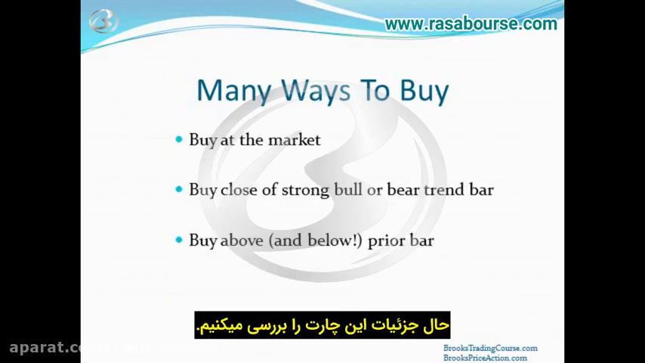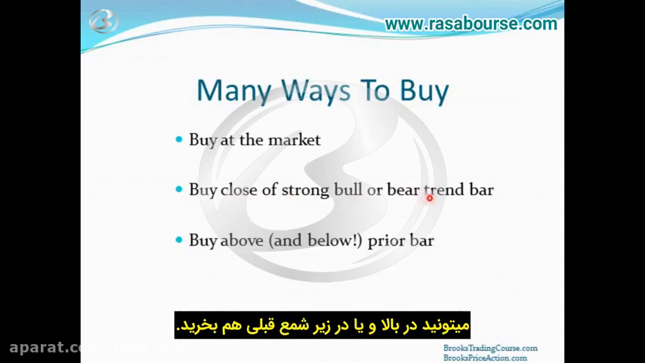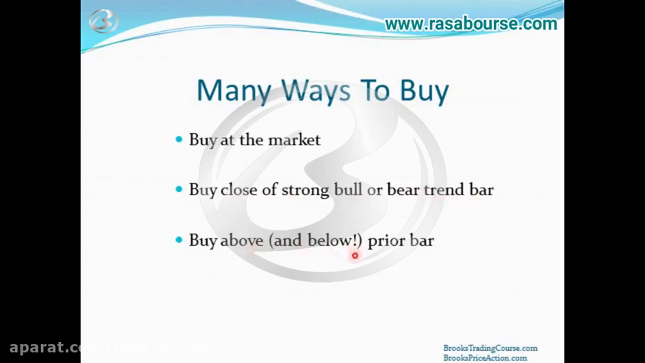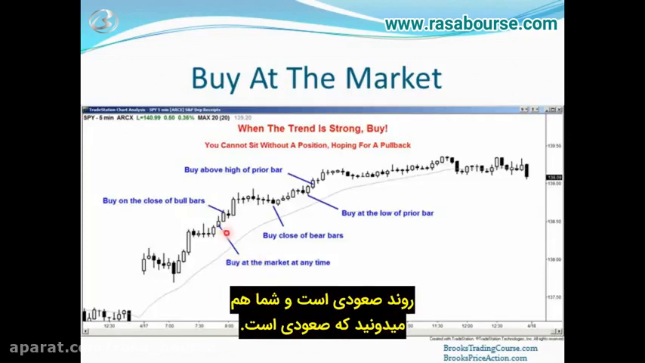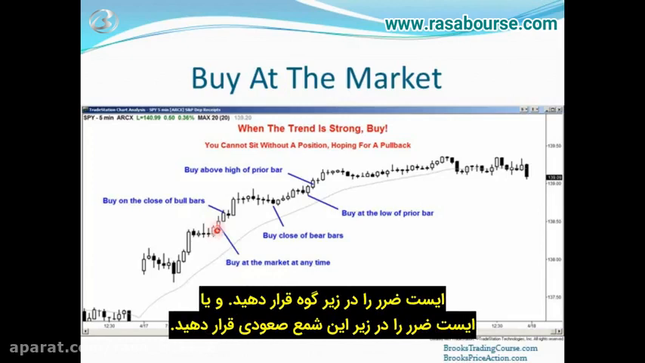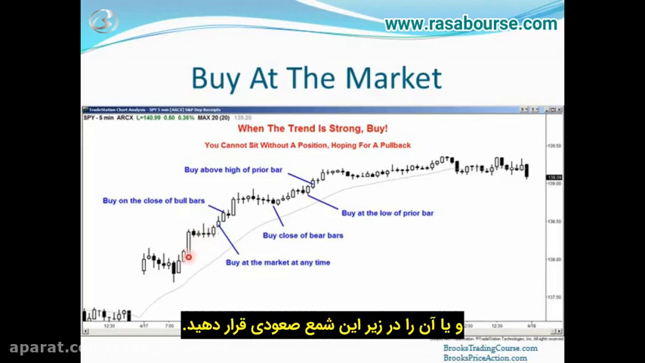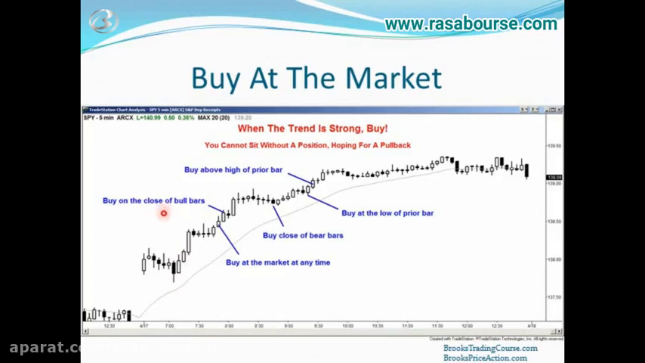Okay, going into the details of that chart, buy at the market, buy at the close of strong bull bars or strong bear trend bars, it doesn't matter. Buy above and below the prior bar. So here's an example. You just buy at the market. The trend's going up, you know it's going up. Buy at the market and buy small. Put a stop below this ledge, or a stop below this bull bar, or a stop below this bar. Whichever stop you choose, make sure to trade small enough so that your risk is not too big.